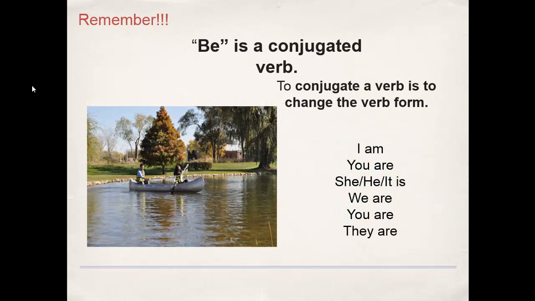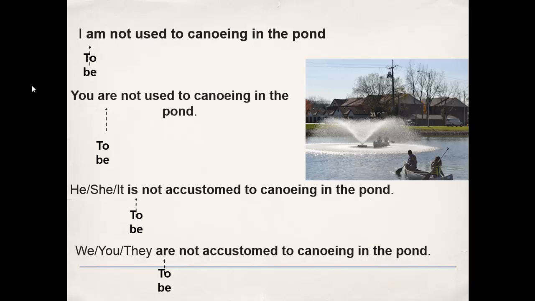So be is a conjugated verb, so we have to change it when we use be used to or be accustomed to. We have to say I am accustomed to or you are used to. Okay, so here's some examples. I am not used to canoeing in the pond. You are not used to canoeing in the pond. He, she, or it is not accustomed to canoeing in the pond. And we, you, or they are not accustomed to canoeing in the pond.